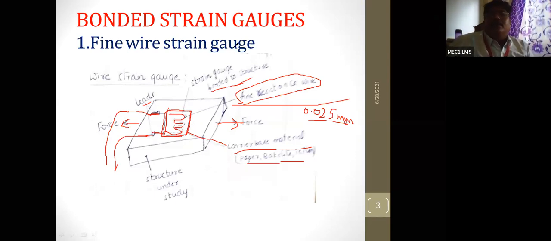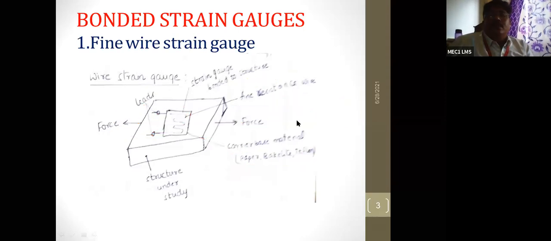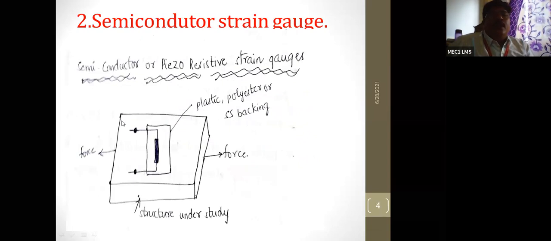And then we'll go for the next one. This is the second one, the semiconductor piezoresistive strain gauge. If you observe clearly, the same principle applies here also.